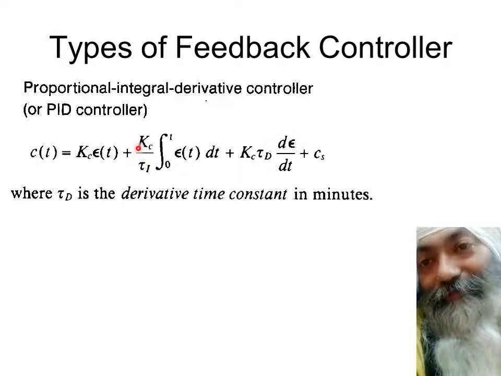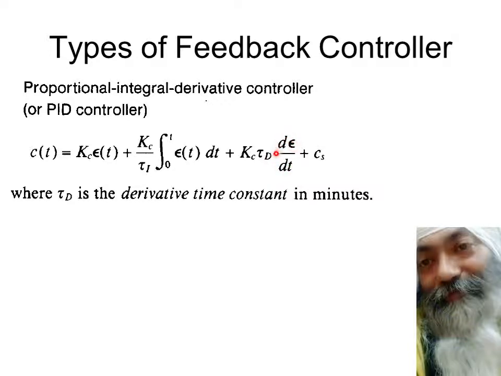Again, it has Kc the way it was, and we have another term called tau d, and this tau d is called the derivative time constant. It's called the derivative time constant because it's multiplied by d epsilon by dt. So this is the new term, and it means that the output of the controller is proportional to the error. It's also responding to the integral of error, for how long the error exists, and it also responds to how fast the error changes. What's the rate of change of error?